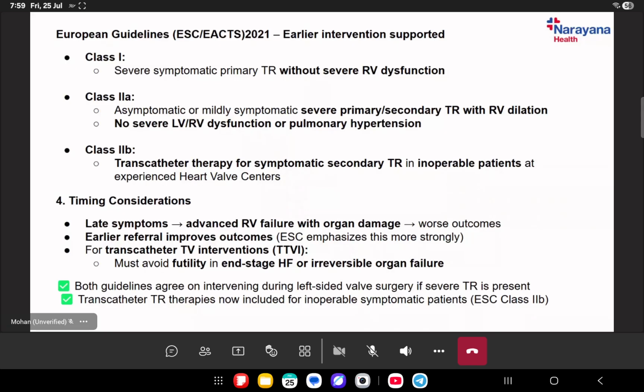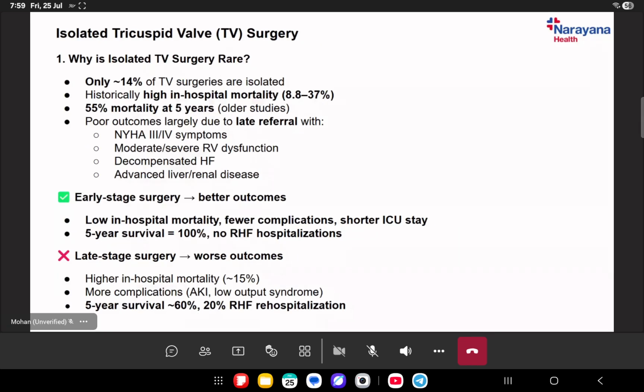So timing considerations: late symptoms and advanced RV with organ failure will have worse outcomes. Isolated tricuspid valve surgery is very rare, only 14% have isolated tricuspid valve surgeries. Historically there is a high in-hospital mortality in all previous studies, ranging from 8.8 to 37%, with 55% mortality at 5 years.